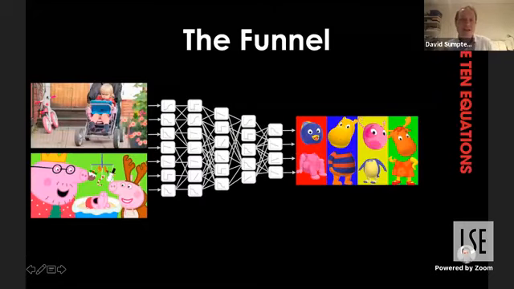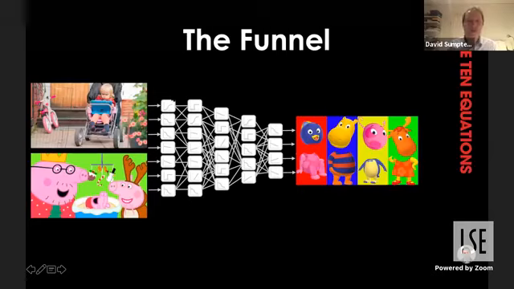This is something that anyone with small kids might be familiar with. The idea is as follows. There are two inputs into this algorithm and one output. This is the neural network that connects these two things together. I've called it, and in fact, the Google engineers themselves called it the funnel.